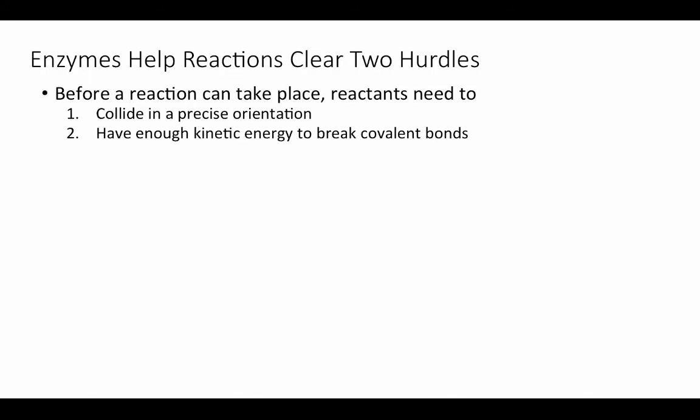And so what are the barriers, what are the hurdles that need to be cleared that enzymes help with? So before a reaction can take place, reactants need to run into each other, they need to collide, and they need to collide in the precise orientation that's going to give them enough kinetic energy to break those covalent bonds that need to be broken in order to get the correct products.